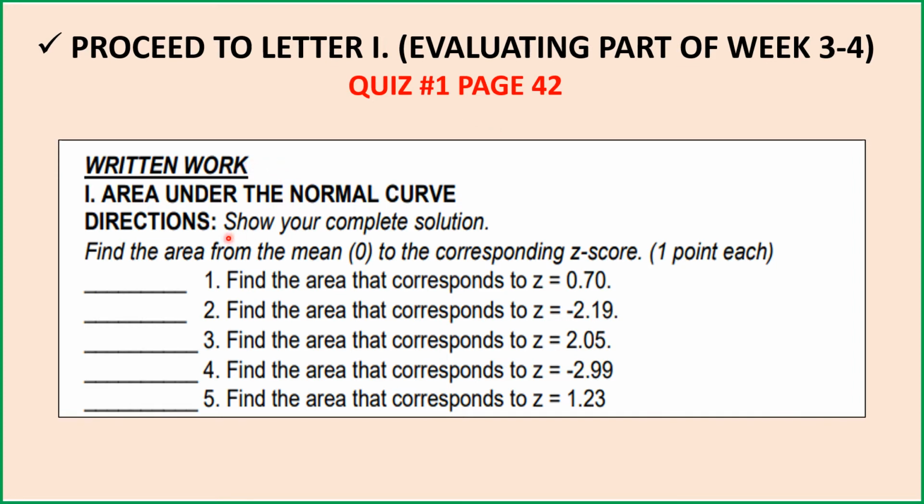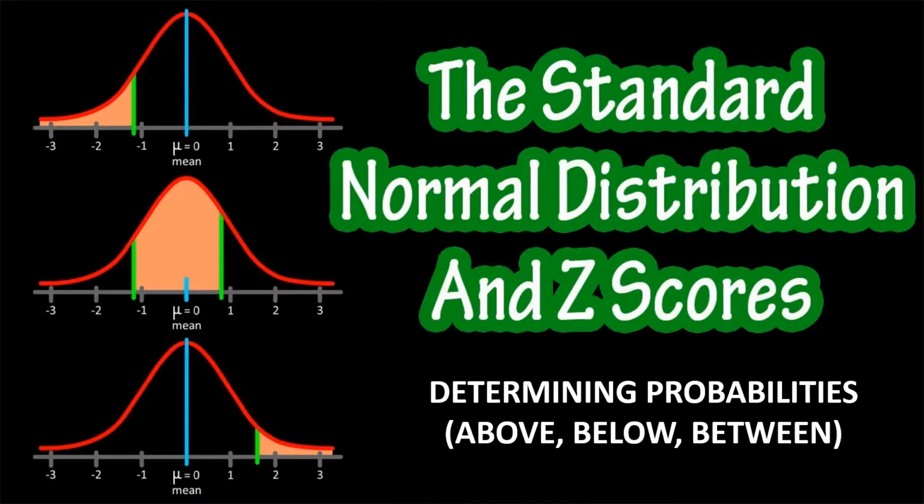The written work there is you find the area from the mean 0 to the corresponding z-score. So, kagaya lang nung ginawa natin, nilocate natin yung first two digit niya doon sa vertical, then horizontal is yung last digit niya. Nilocate lang natin yung area. So, no need to draw. So, let us proceed. If you're done sa written work natin kanina, let's now proceed to the standard normal distribution and z-scores in determining the probabilities above, below, and between.